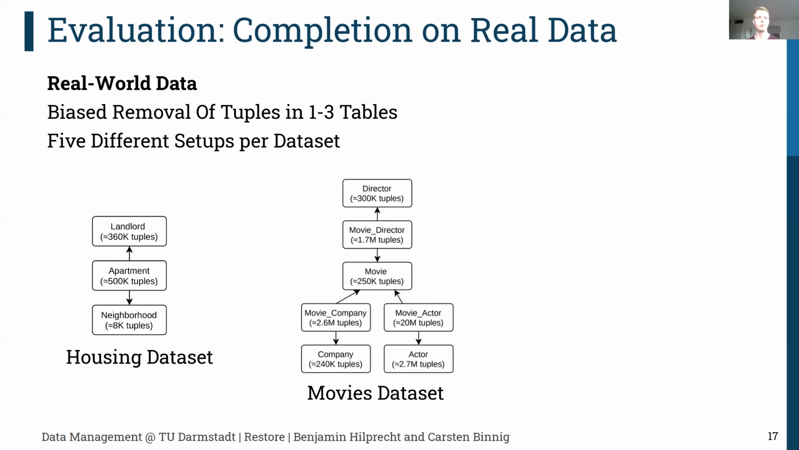And what we did was we removed the tuples in a way to obtain a biased data set. So for instance, we removed primarily expensive apartments, or we removed primarily old movies. And this gave us biased data sets. But we didn't just remove tuples from one table, we removed tuples from several tables, so from 1 to 3 tables. And in general, depending on which attribute is biased and how many tables we use to remove tuples, we obtain 5 different setups per data set. So in the next plot, we will see 5 different setups for the housing data set and 5 different incompleteness setups for the movie data set.